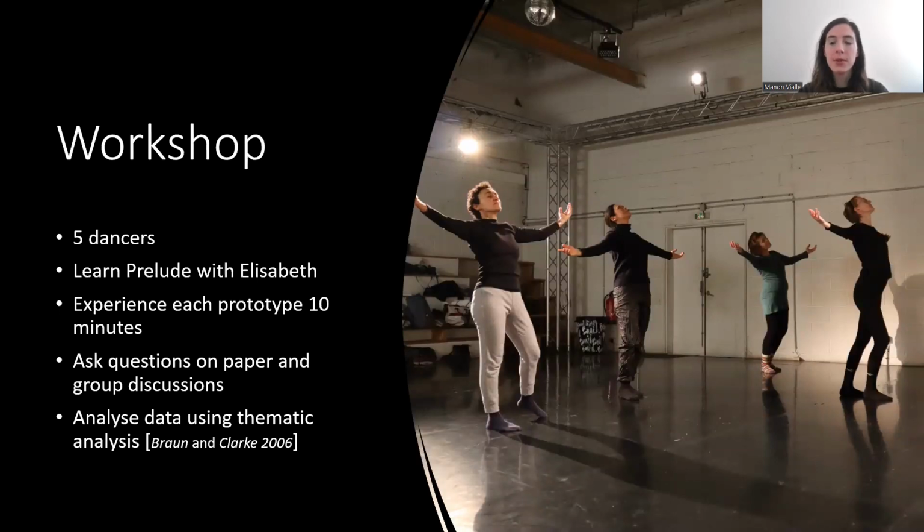The structured observation took place as a half-day workshop. We had 5 dancers who were familiar with Isadora Duncan's philosophy of dancing. They first learned the prelude dance with Elisabeth. Then we separated them into 2 groups. The first group experienced first with prototype all keyframes, then with prototype next keyframe, and the second group vice versa. Lastly, they all experienced prototype 3 keyframes. Each dancer had 10 minutes to experience each prototype. After each experience, we had dancers record their experience on body maps and through group discussions. We analyzed the data using thematic analysis.